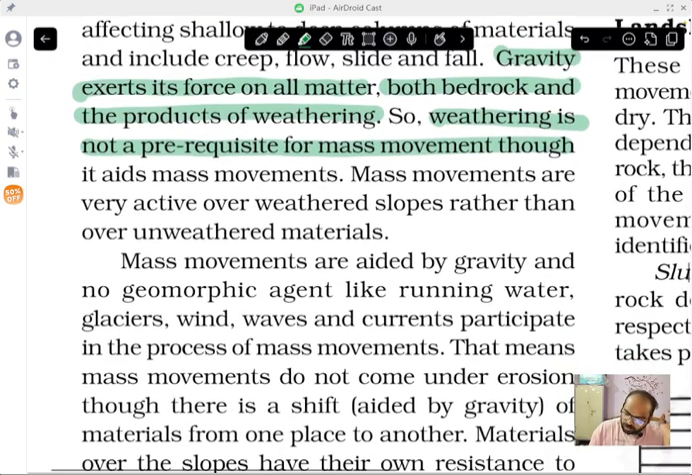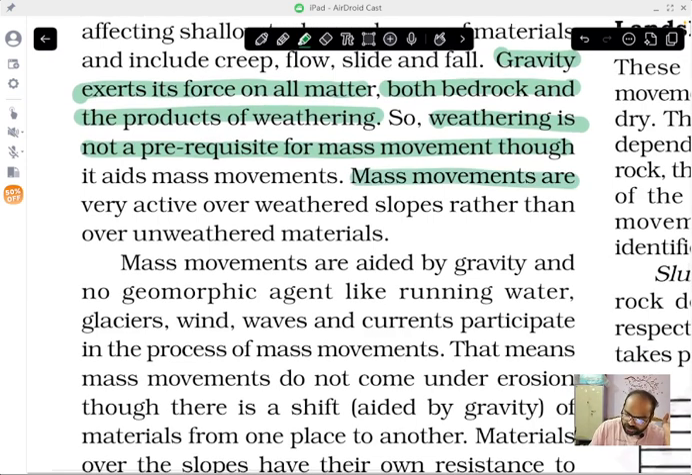But mass movements are very active over weathered slopes rather than unweathered materials. Rather than on bedrocks, the mass movements are rapid on a weathered one because it already got deformed. It is already disintegrated or its chemical bonds might have loosened, so it is easier to move that material than if it is unweathered.